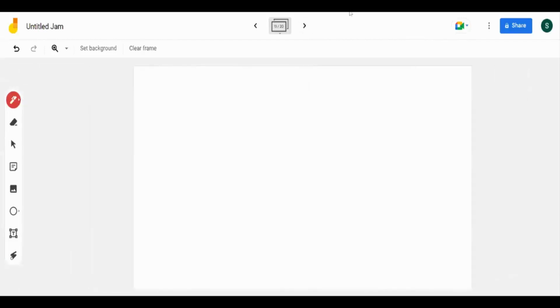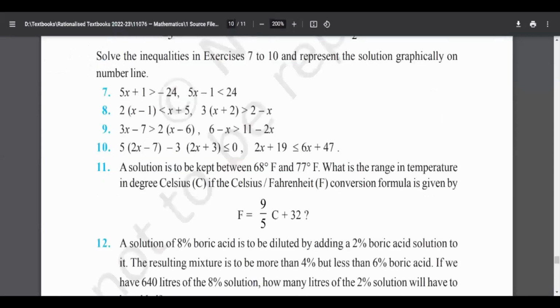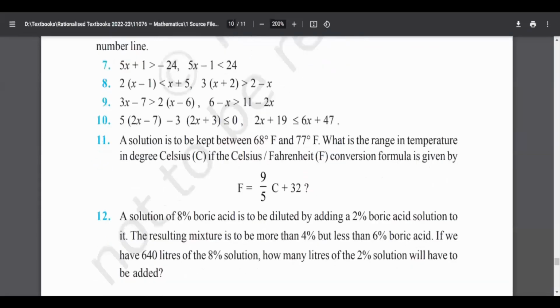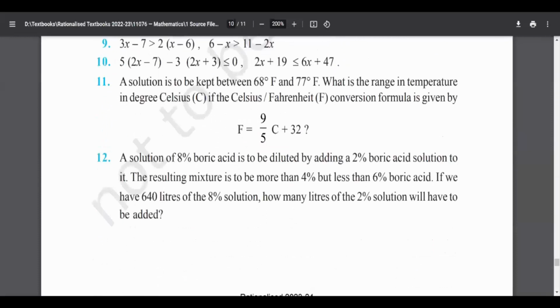So what we saw from question number 7 to 10 is that we have to solve both the inequalities, get the range of x, and draw it on the number line. This is quite simple. Now let us go on to question number 11. As we can see, this is a word problem. Now we have to read the word problem, form inequalities, then find our range of x.